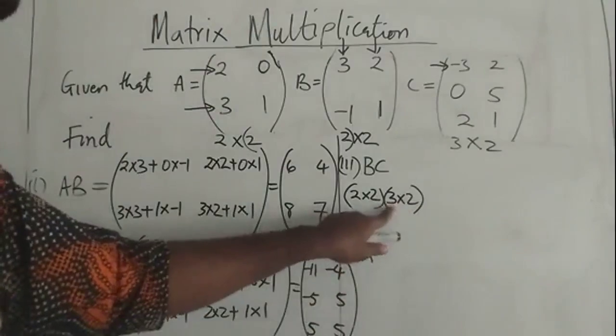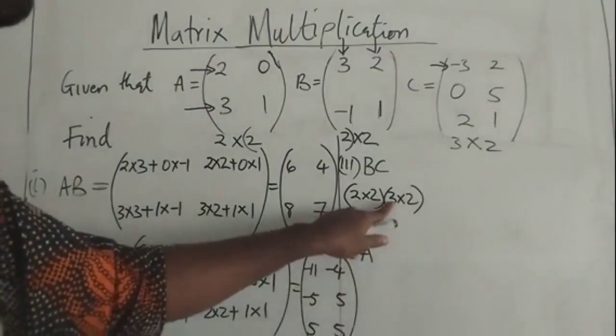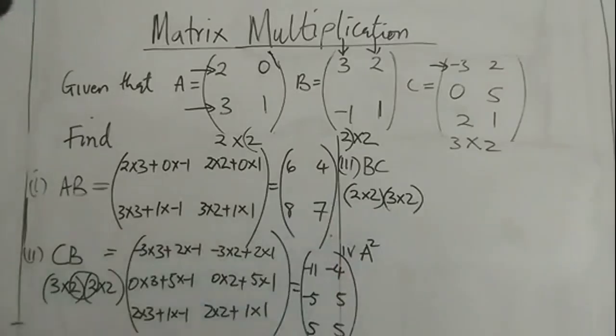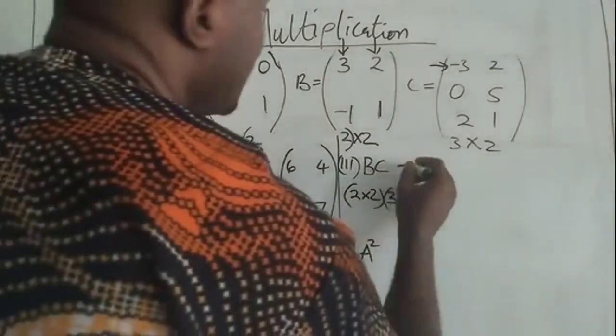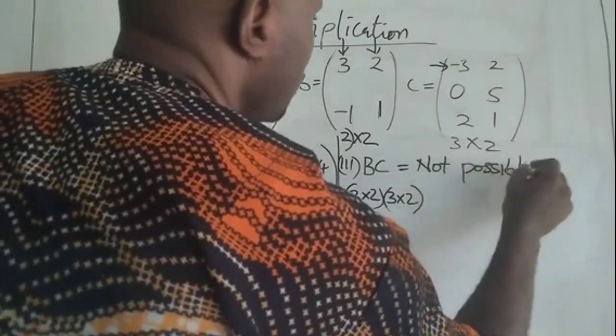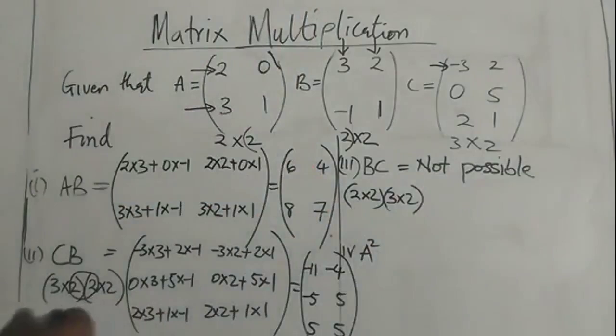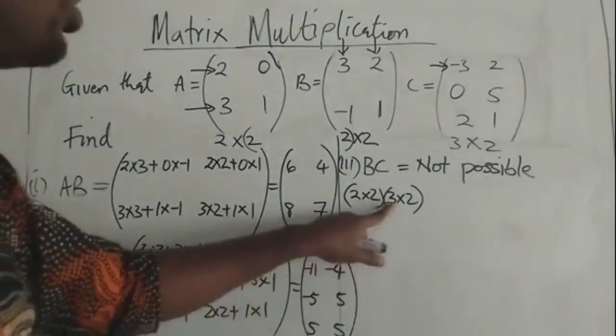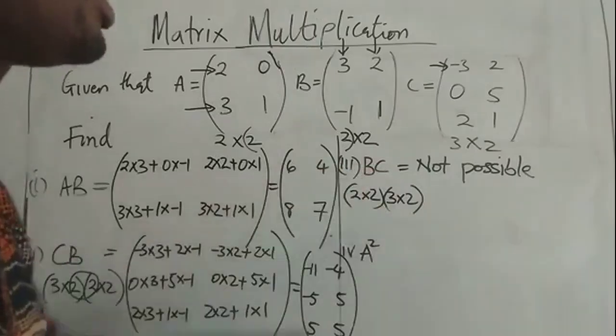Look at the two middle numbers. This is 2, this is 3. They are not the same. And because they are not the same, this multiplication will not go on. And we say that this is not possible. This multiplication is not possible because the two middle numbers are not the same.